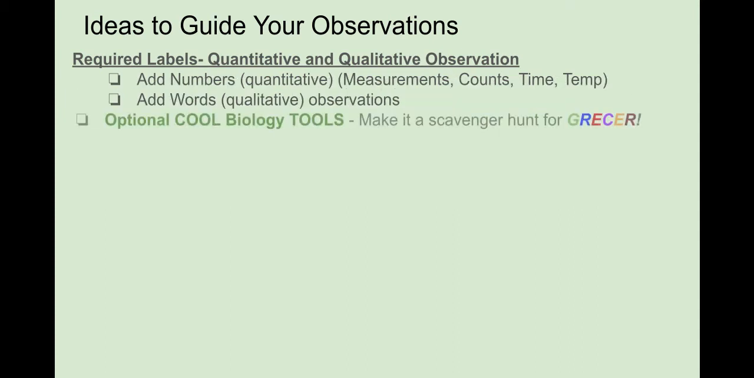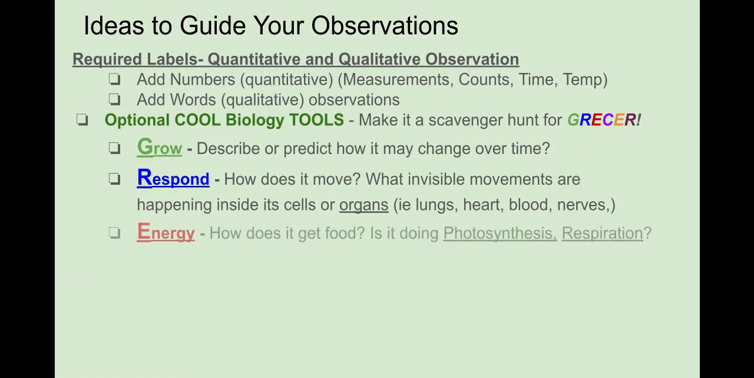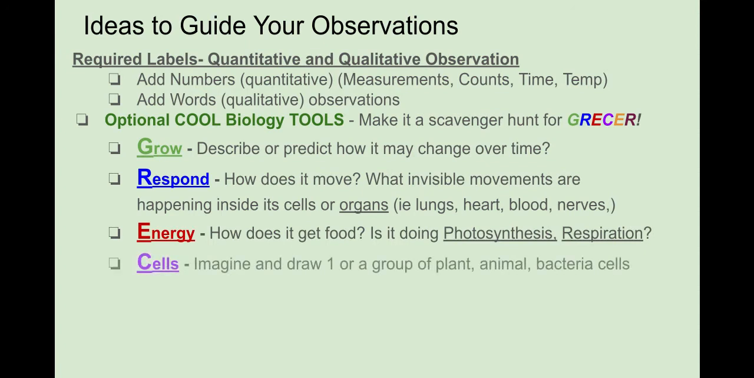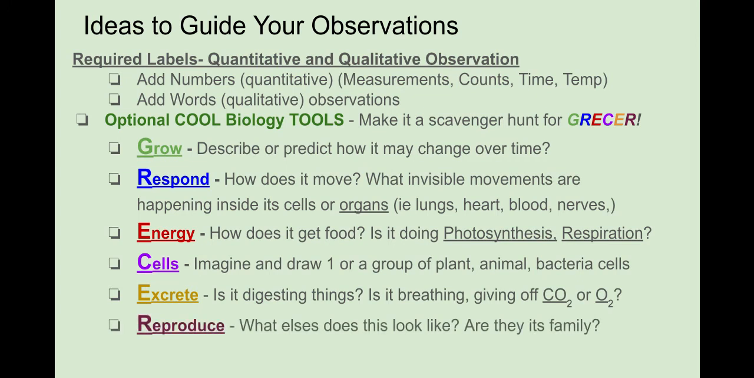Here are some ideas to guide your observations. It's important you have a quantitative and a qualitative observation. That's sort of a requirement of this. You'll remember that quantitative is numbers and qualitative is words. And then there's a bunch of cool bio tools. This is the idea of making this into a scavenger hunt for GRECER. So you're going to look for these terms, these ideas that we've studied over the course of the year, in different ways, and try to find them in your drawings. And again, this slideshow will be there.